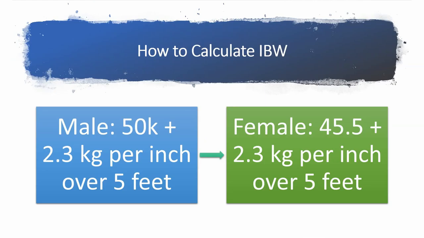How do you calculate ideal body weight? Here is a formula that you can use. It's very easy to do, or you can just use adaptive support ventilation, enter the patient's gender and height, and it will automatically calculate the ideal body weight for you.